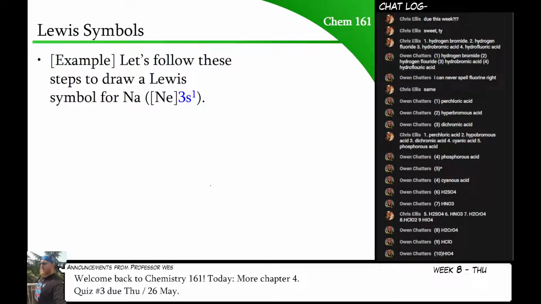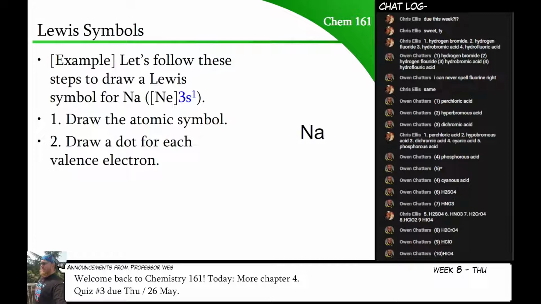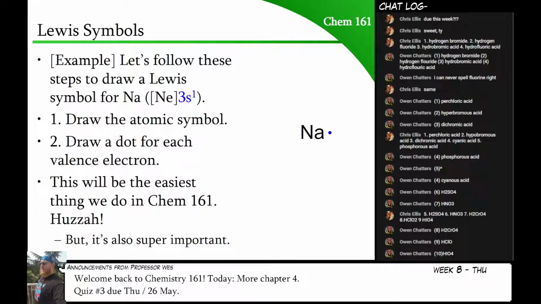Here's sodium. I have written the electron configuration for sodium. It's a neon core with 3s1. There's only 1 electron in n equals 3, so there's 1 valence electron. So first step, draw the symbol. Second step, draw a dot for each valence electron. There's only 1 valence electron. There you go, you're all set. This is the easiest thing that you will do in Chem 161. Yay!